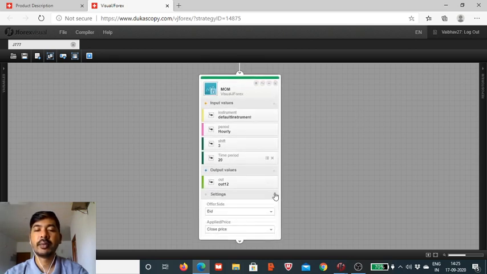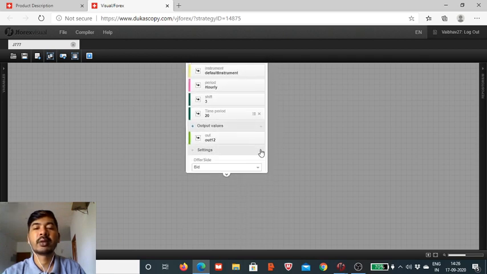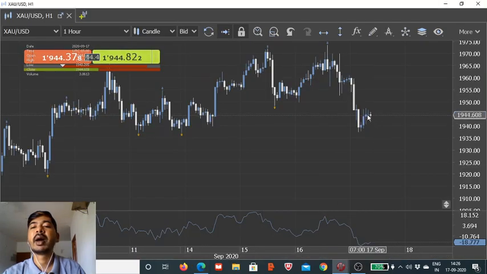Now coming to the settings, whether you want the calculation to happen on the bid side or on the ask side, you have to define this, and which price of the candlestick you want to be used while determining the MOM also needs to be defined. If we are taking into consideration the closing price, the difference of the current candle's closing and the prior candle's closing will be taken into consideration. If we use high price, then the current high and the prior high will be compared. If we use low price, then the current low and the prior low will be compared.